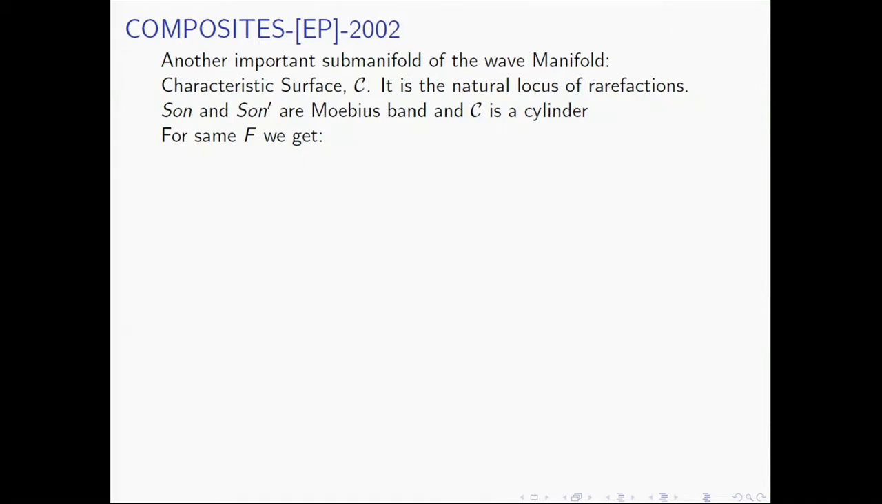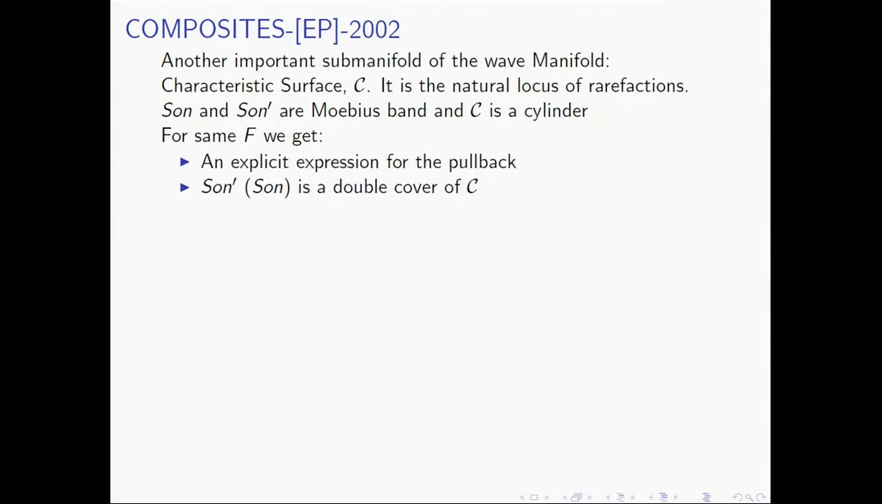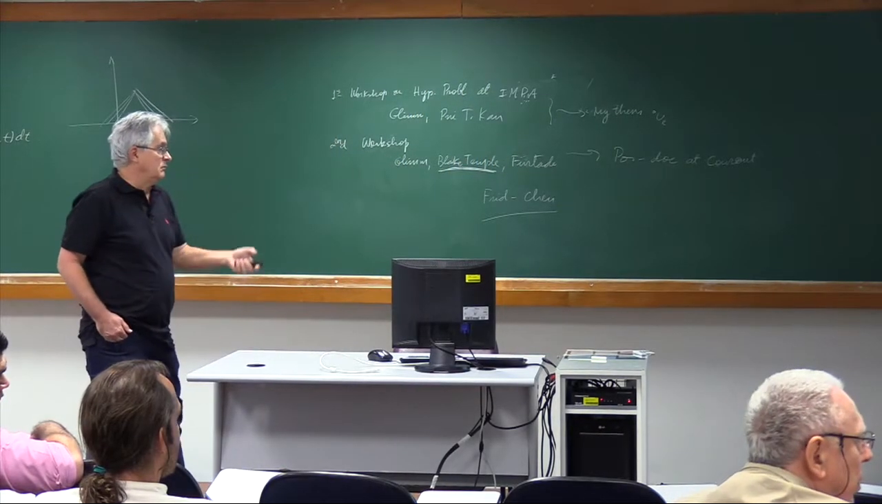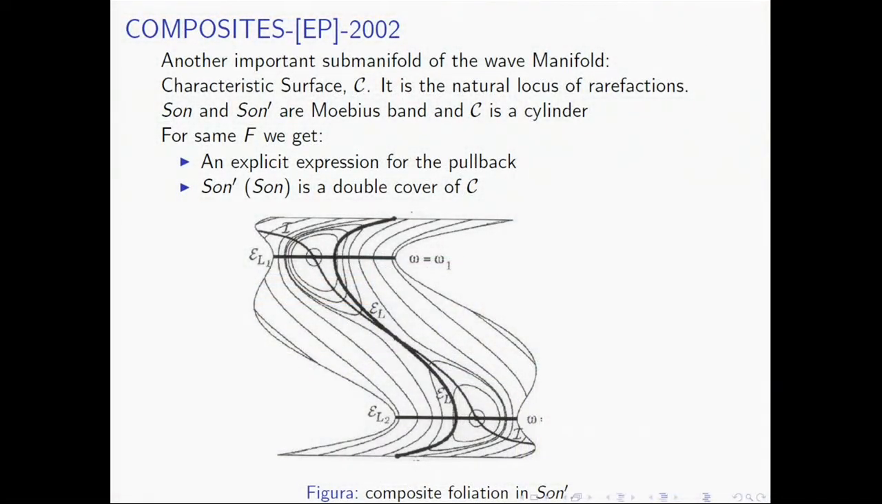For the same F, we get in that work the title, composite reflection. In 2002, we got the explicit expression for the pullback, and that sonic and sonic prime is a double curve of C. Here, we are using a picture of Basso, Gonçalves, and Reis: a typical configuration of composite foliation in sonic prime.